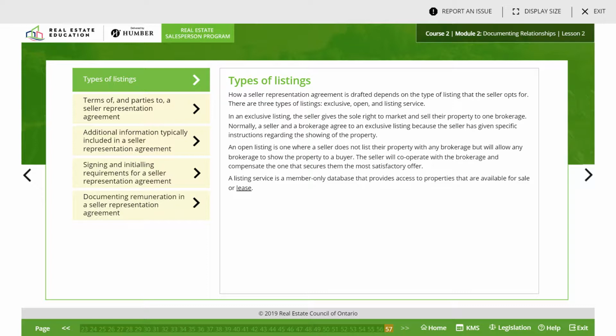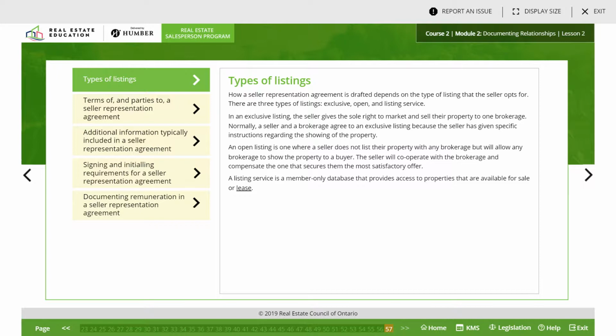How a seller representation agreement is drafted depends on the type of listing that the seller opts for. There are three types of listings: exclusive, open, and listing service. In an exclusive listing, the seller gives the sole right to market and sell their property to one brokerage. Normally, a seller and a brokerage agree to an exclusive listing because the seller has given specific instructions regarding the showing of the property.